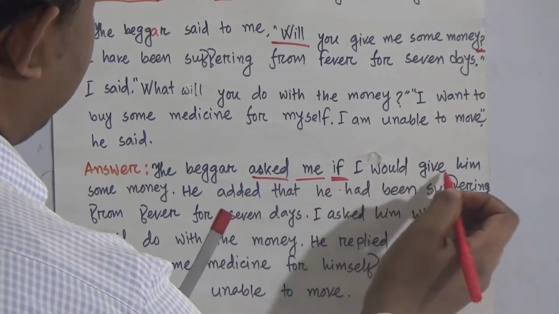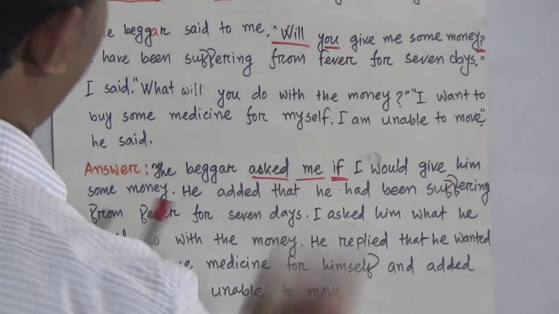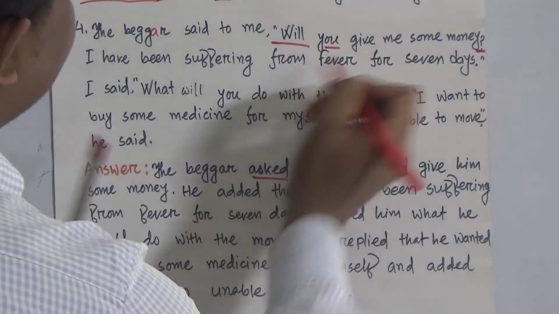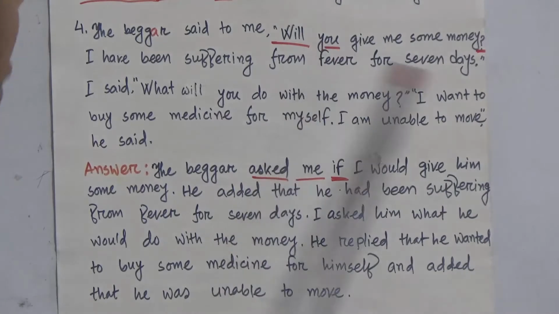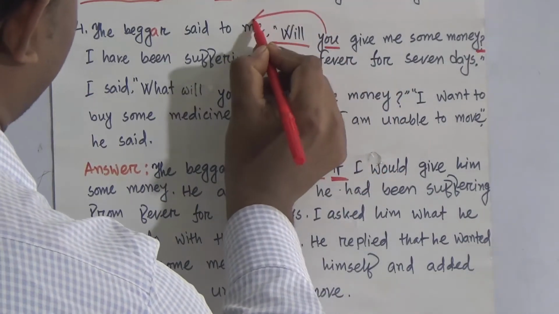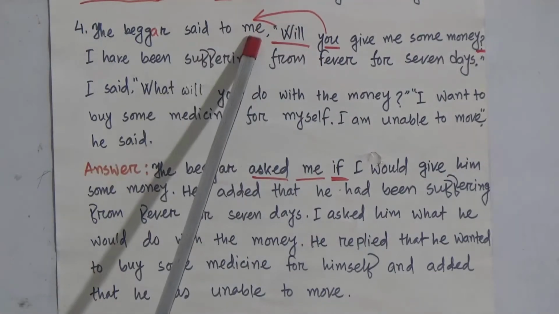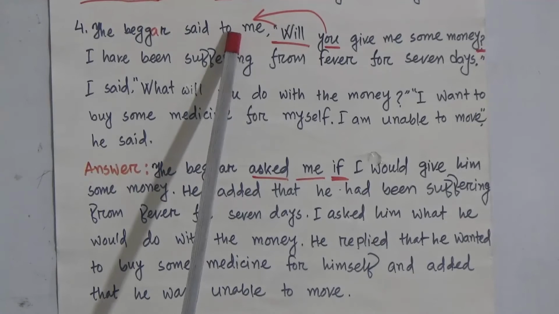If I would give him some money. Will you give? This "you" is the subject of this sentence. You is in which form? You is in the second form. So the second form of the person would be changed according to the object of the reporting verb.